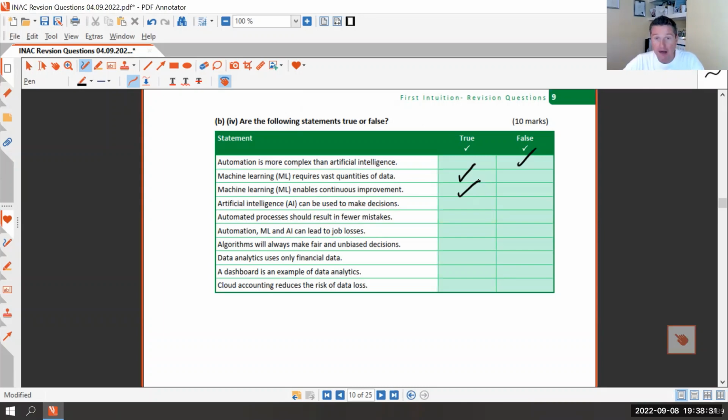Next one, AI can be used to make decisions. True or false? Yeah, it's true. AI is something that you create. Well, I don't create, obviously. You create, and it can make decisions on a wide variety of inputs that you have never envisioned, but it knows how to deal with them. And so you use AI because you cannot anticipate every single thing.